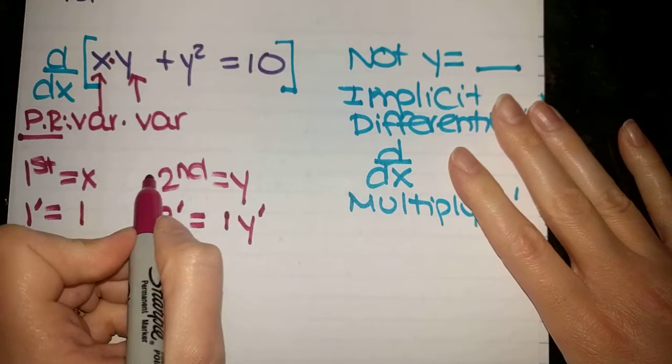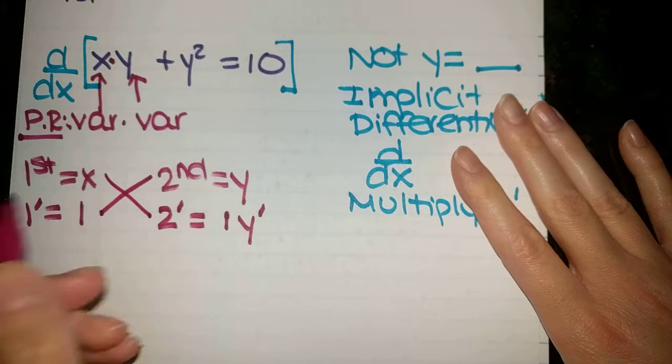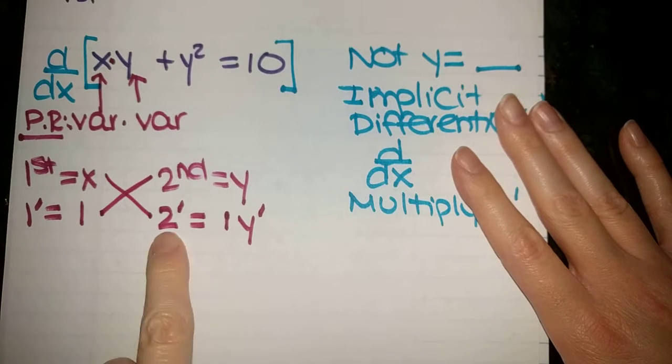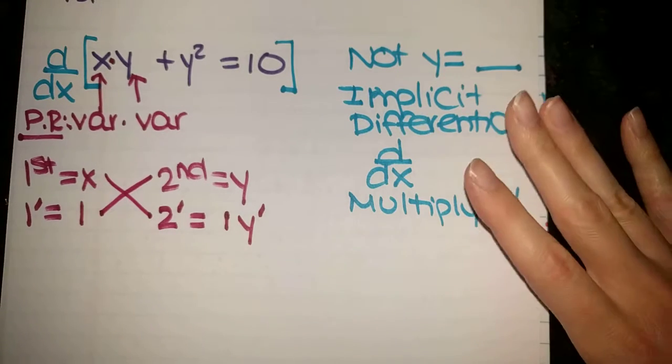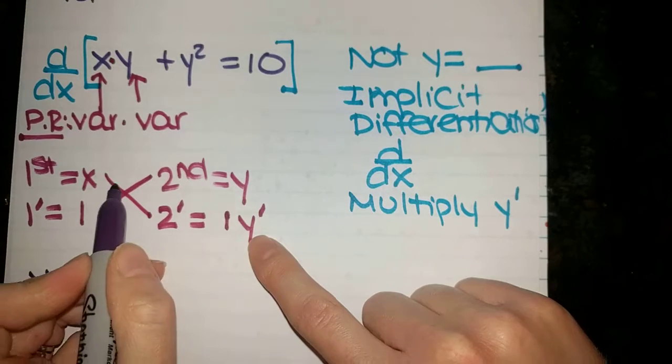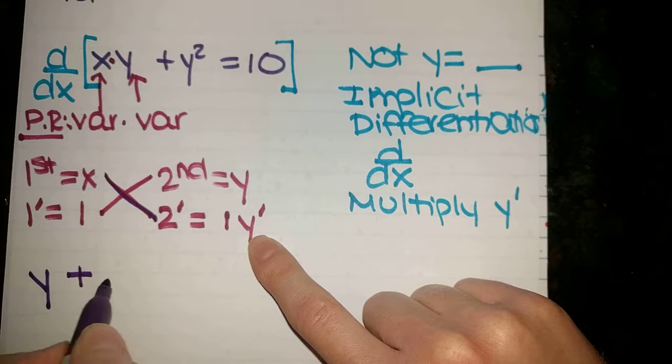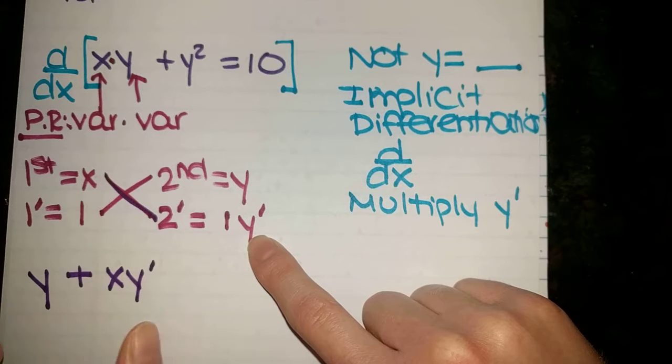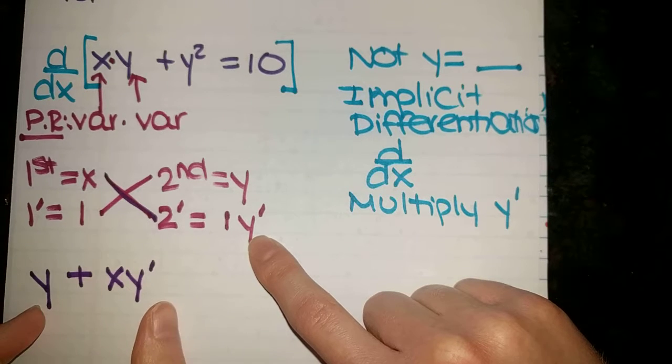Now, for the product rule, we do the cross, starting over here with the second, and then taking addition of this other diagonal. So plugging into the product rule here, I will have 1 times y, so just y, and then for this other diagonal, I will have x times y prime. Okay, so those first two terms are from the product rule.